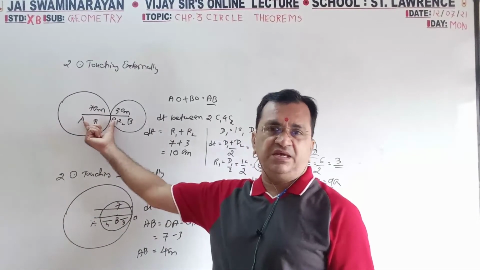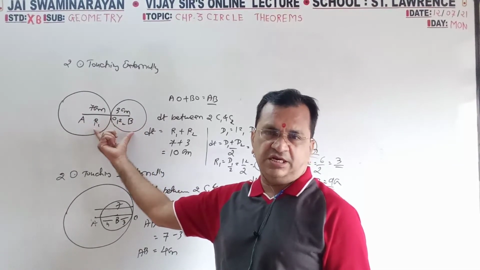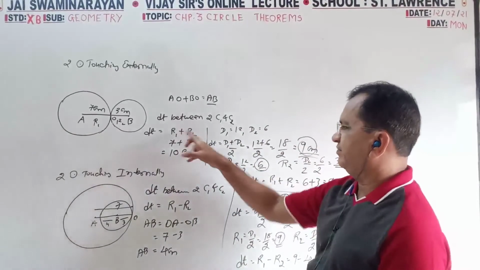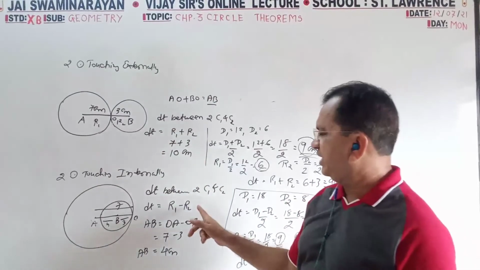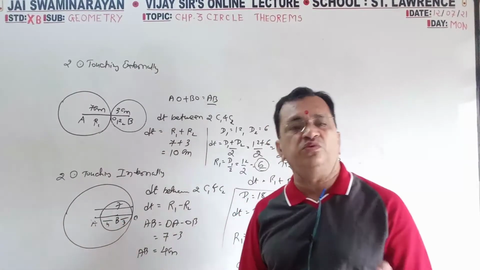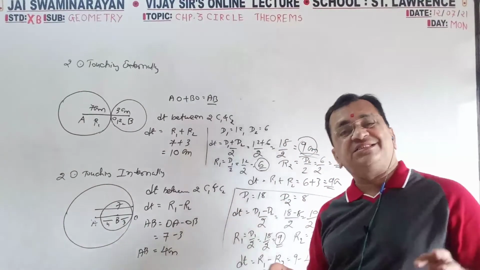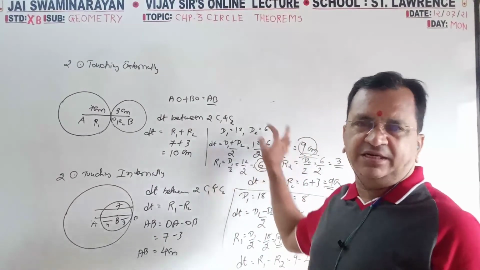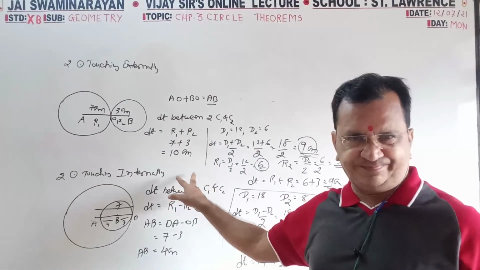Here AB, OA, OB, total AB. If only radii are given, radii plus radii is the total distance. If only radii are given, radii minus radii, the difference, is the distance between two centers. Instead of radii, if they have given diameter, then you convert both diameters into radii, half. So you can do it by this method.